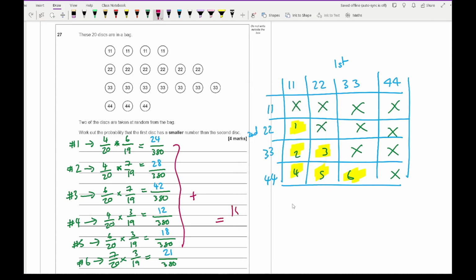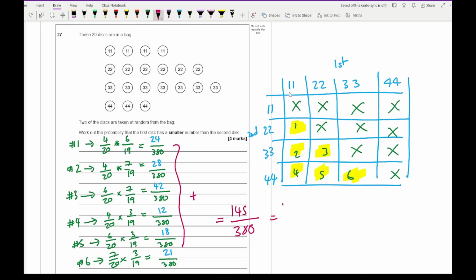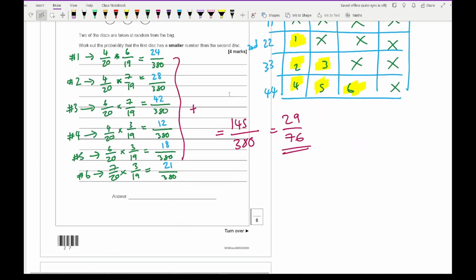So then the answer is going to be 145 over 380, which is going to simplify. And I'll just let my calculator do that for me. And it simplifies to give me 29 over 76. And there's my final answer.